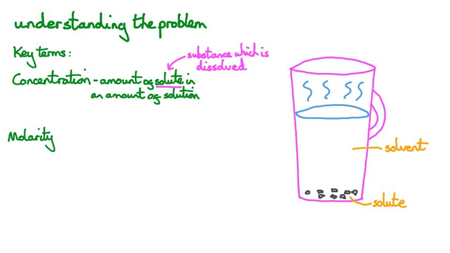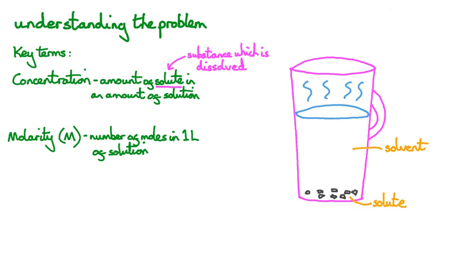Another term you might hear when discussing concentration is molarity. This is often written as a capital M. Molarity is defined as the number of moles in 1 litre of solution.